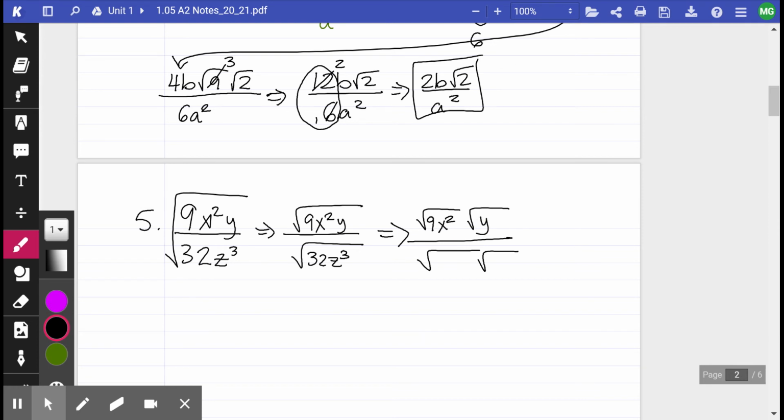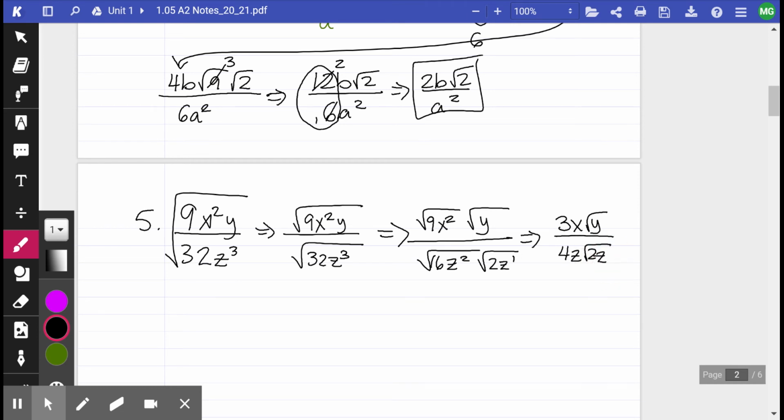The denominator, I've got a 32. The largest perfect square I can take from 32 is 16. And then I have z to the third, and perfect squares are even exponents. So I take the largest even number that comes before 3, which is 2, and z squared times z to the first gives me z to the third. Now if I take the square root of those first radicals, I get 3x times the square root of y over 4z times the square root of 2z.